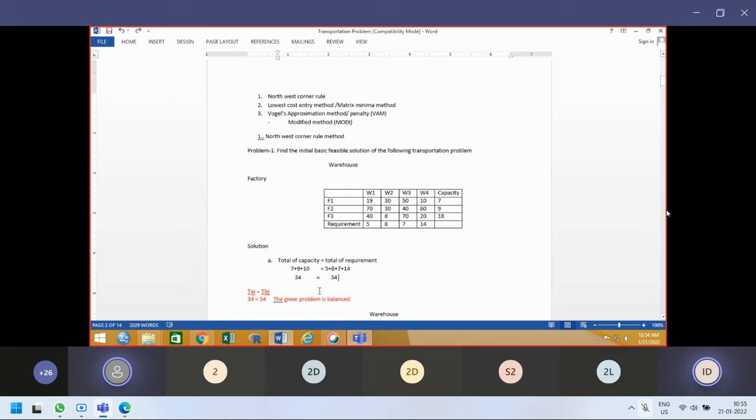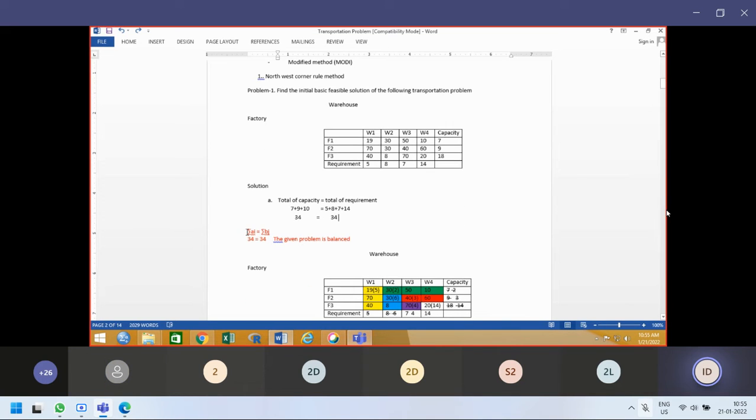Now here, notation wise, I have mentioned summation of Ai is equal to summation of Bj. Summation of Ai means the requirement total is equal to summation of Bj, which means the capacity total. If it is equal, the given problem is a balanced problem.